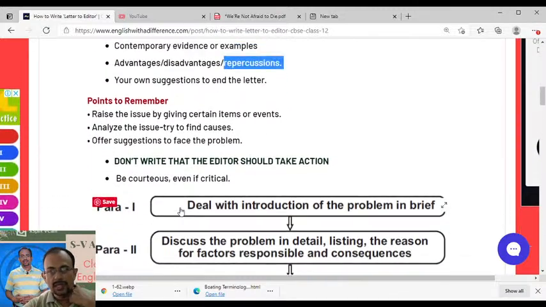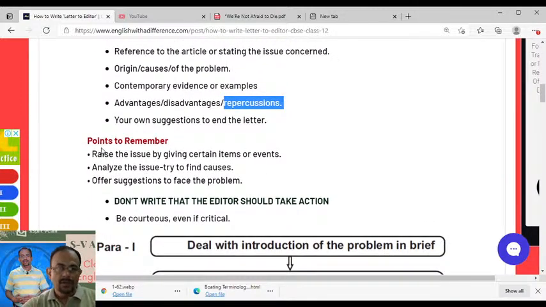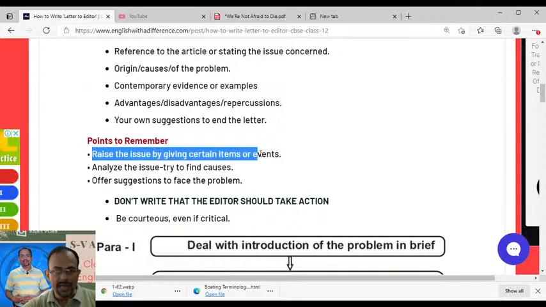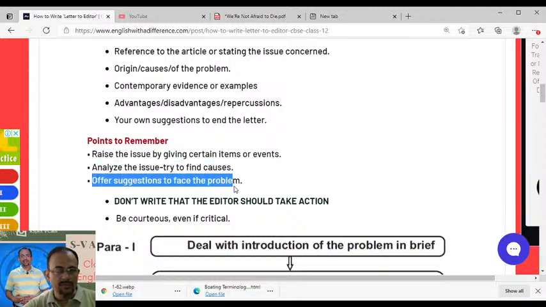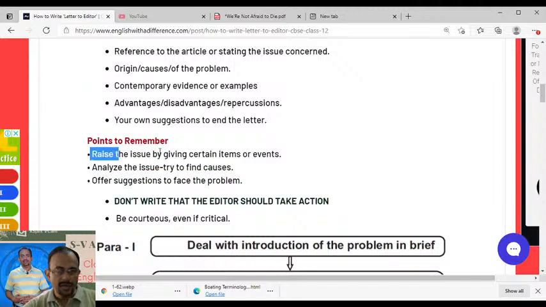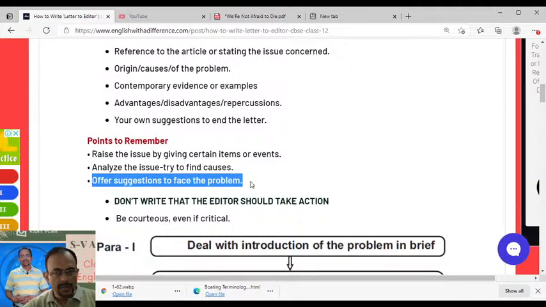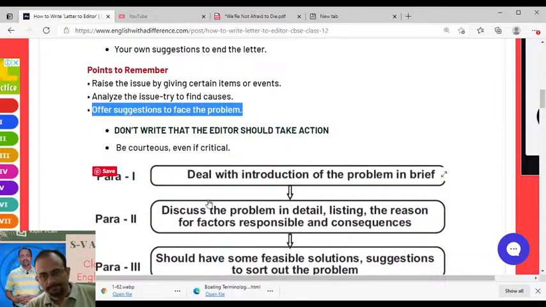And again, you see here the points to remember: raise the issue by giving certain items or events, analyze the issue, try to find causes, and then offer suggestions to face the problem. So this is very important. What is this? Why is it happening, and what is the effect? What is the after effect?